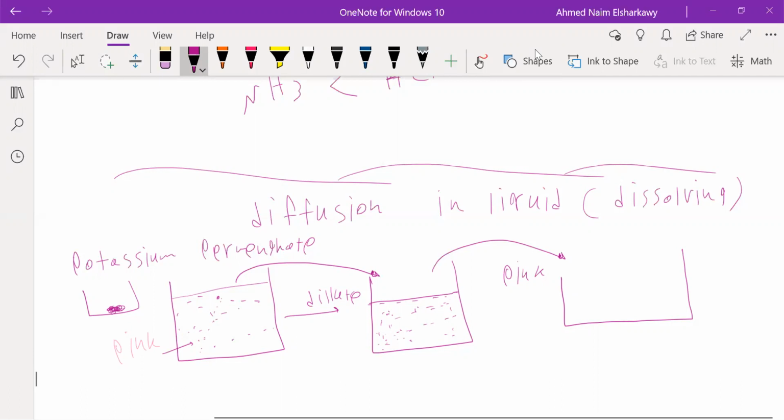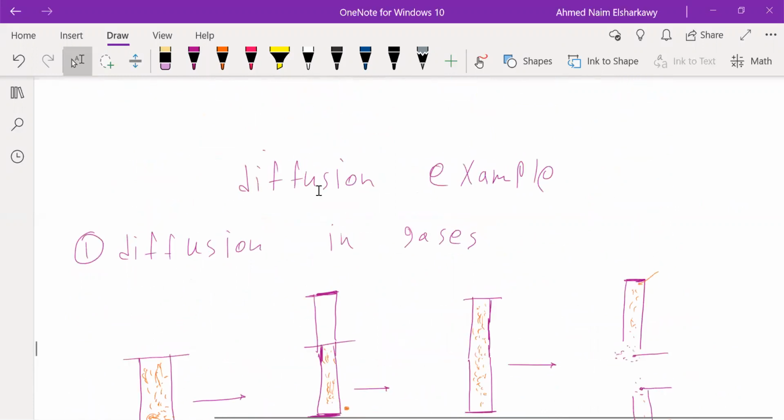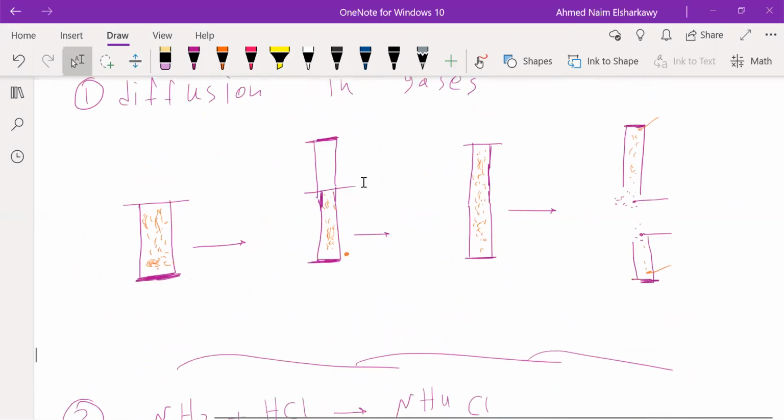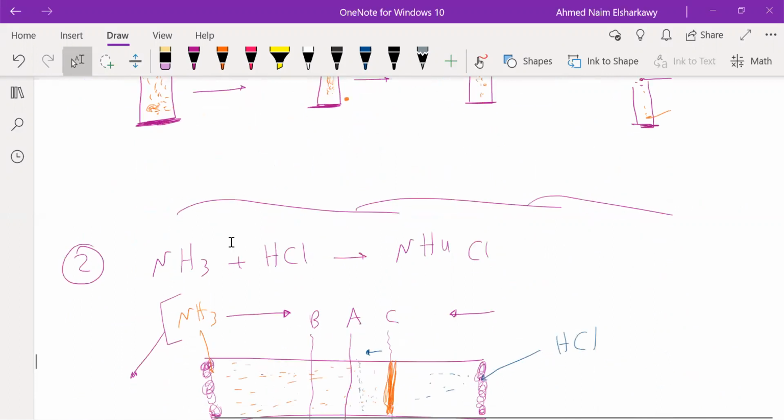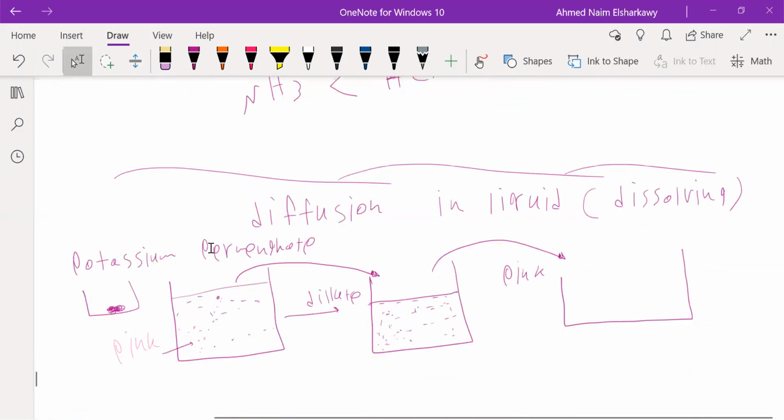So what did we talk about today? We talked about diffusion in both gases and liquids, right? We talked about two examples in the case of gas. The first example was about hydrogen. The second one was about the reaction between NH3 and HCl. And the example in liquids was about potassium permanganate.